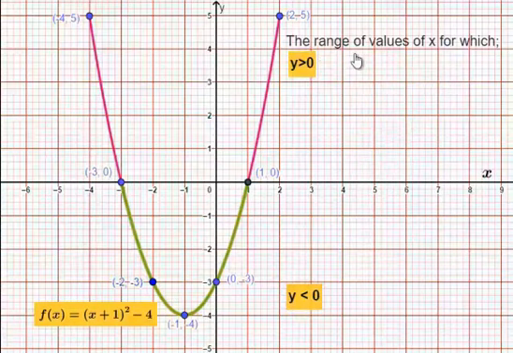Our next task is to find the range of values of x for which y is greater than 0. This means the y value should be greater than 0, like 0.1, 0.2, or a whole number 1, 2, 3 upwards. So when the y value is 0, it would be written as an answer, but it wouldn't be included.